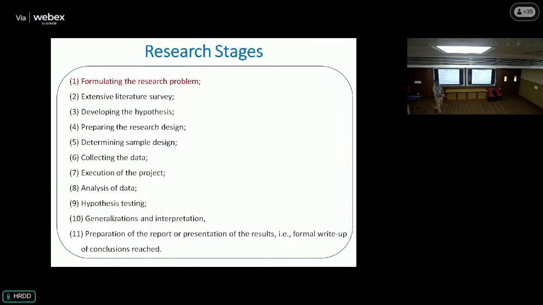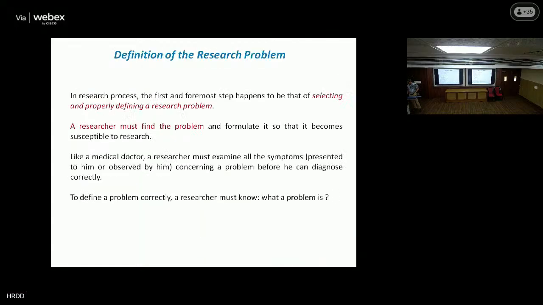So now, formulating the research problem. Out of the research stages, this is the first step in your PhD, throughout. So what is the definition of a research problem? How do you define it? Everything has a definition. We define research as well. Last class, we discussed research, then motivation of research, then objective, and the different types of research, and how you define a research problem. In the research process, the first and foremost step happens to be that of selecting and properly defining a research problem. So you have to define your research problem.